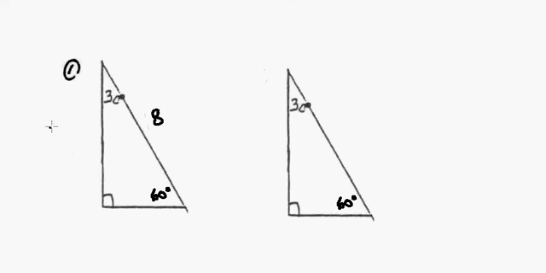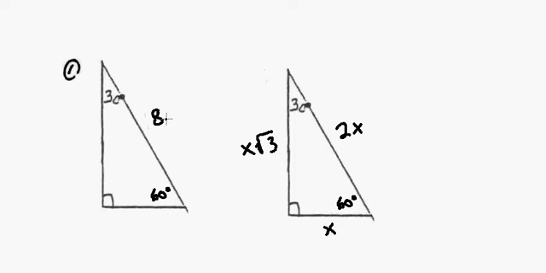Problem number 1, the hypotenuse is a measure of 8. In all 30-60-90 degree triangles, the short side, if we label this as a measure of x, we don't know that length, but we'll call it x. The hypotenuse is going to be twice that long. The hypotenuse is the side across from the 90 degree angle. The long side that makes up the 90 degree angle we call the long leg, and that's going to have a value of the short leg times the square root of 3.